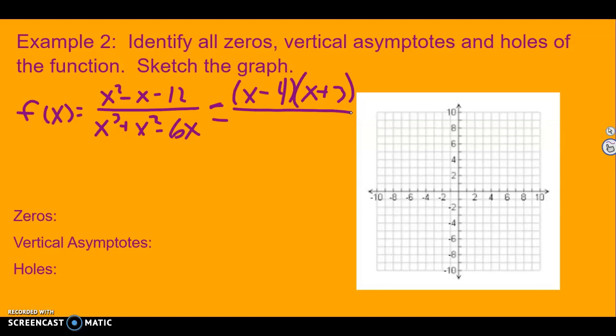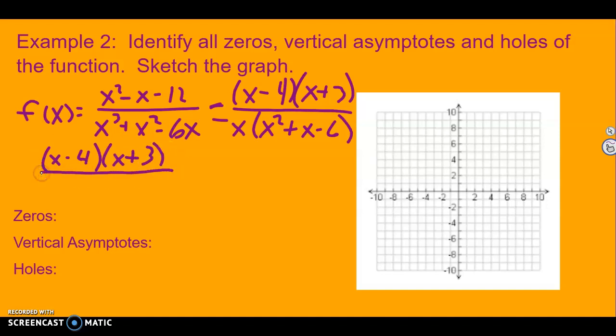On bottom, I notice an x cubed, so that tells me I'm probably going to take out an x first. X squared plus x minus 6. But then we recognize that we have a parenthesis here that can be factored further. Numbers that add to 1 and multiply to negative 6 are going to be 3 and negative 2. So I can factor this down to the top staying the same, x minus 4, x plus 3, and on bottom, x is still there, but I can change what's in the parentheses to an x plus 3, x minus 2.